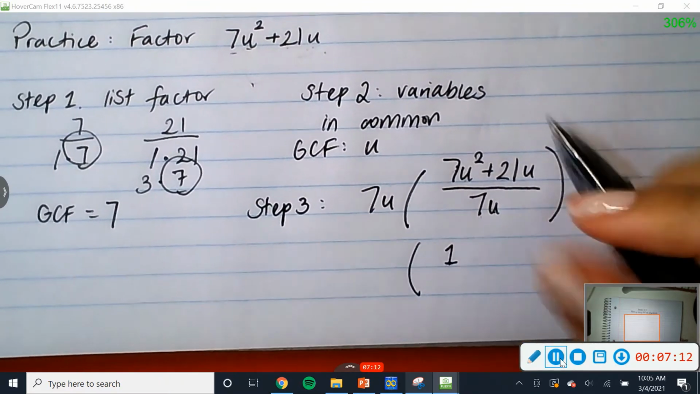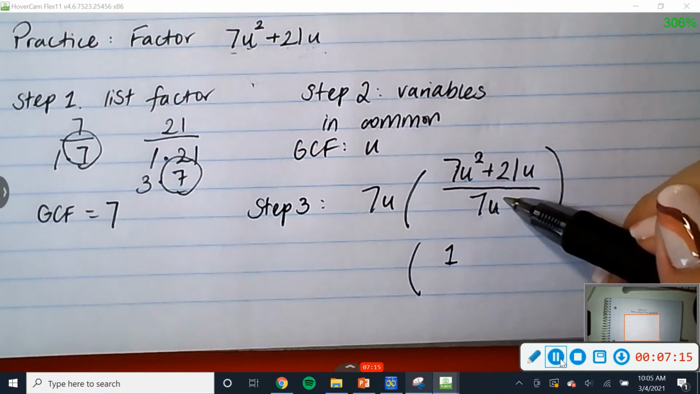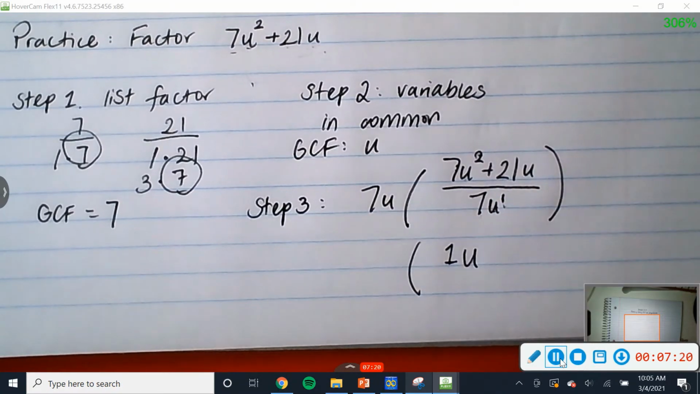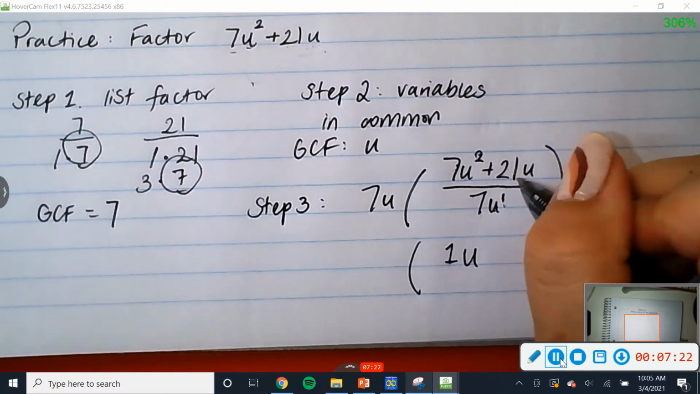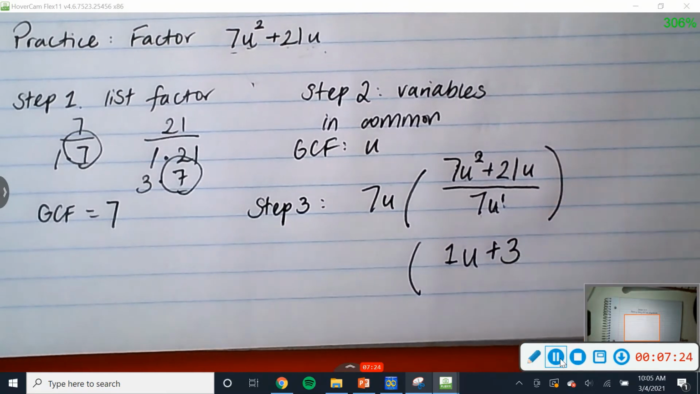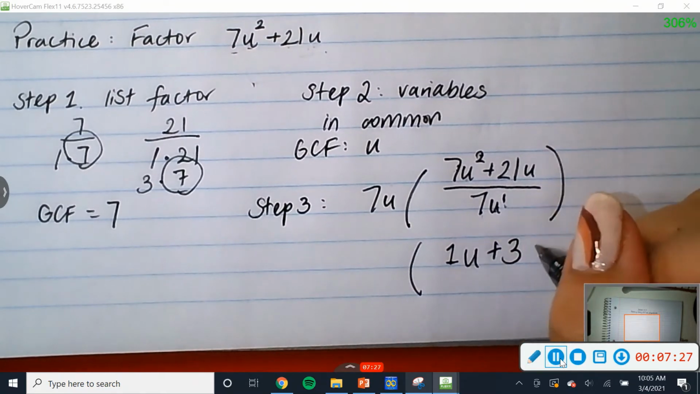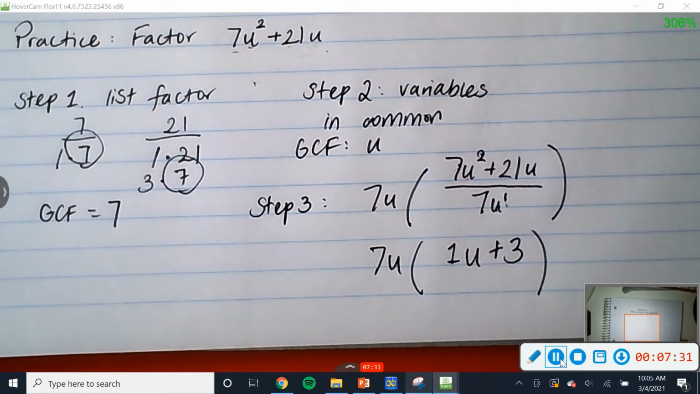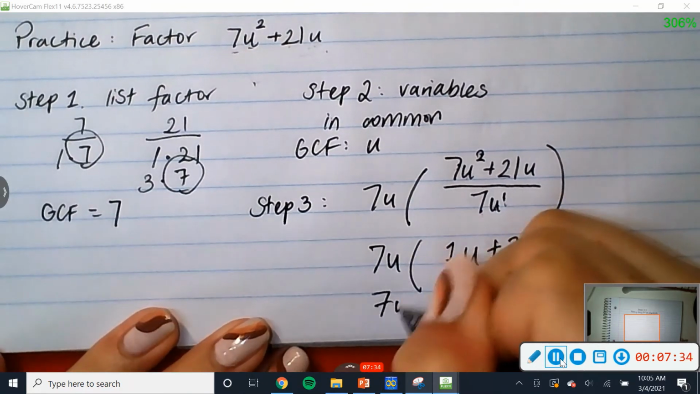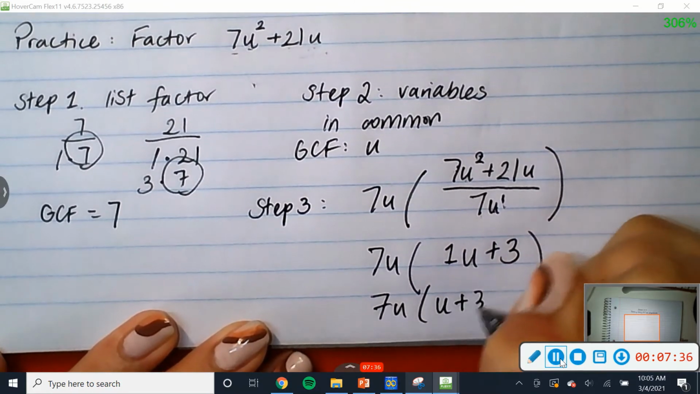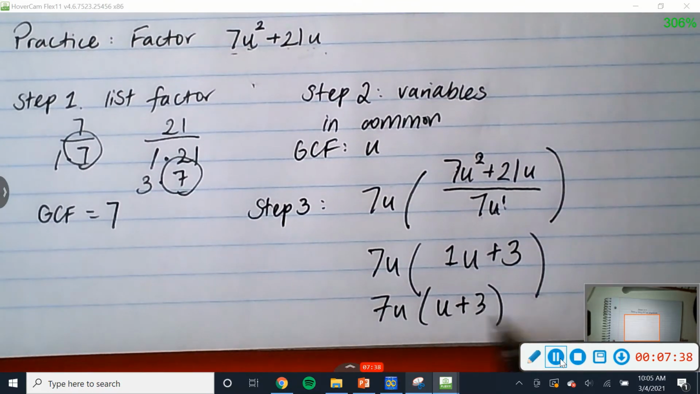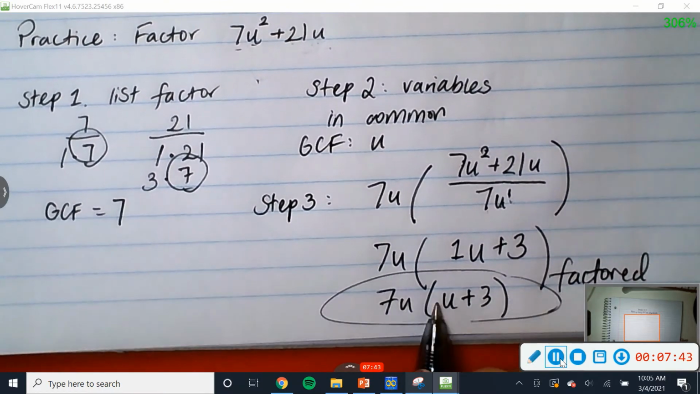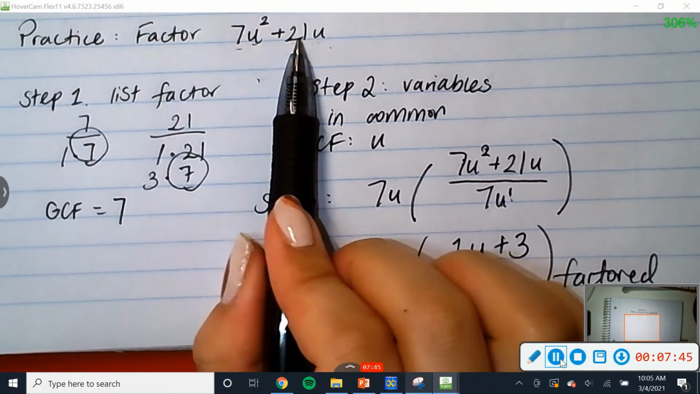And then u squared divided by u, remember, subtract the exponents. So 2 minus 1 is just 1u. And then 21 divided by 7 is 3. U divided by u cancels out. So we're just left with 7u times u plus 3. You could have also written it like this, without the 1 in front. This would be our factored answer. So this is now factored. This was our original expression that we were factoring.